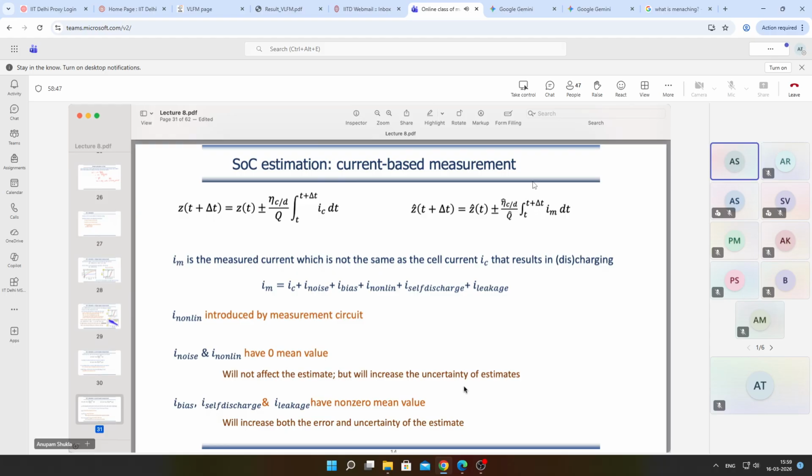So essentially, let me just work through this and then talk about what it means. Then you have bias current, self-discharge current, and leakage current. They have non-zero mean value. So they will increase both the error as well as the uncertainty associated with the measurement. So what is meant by these things is this.